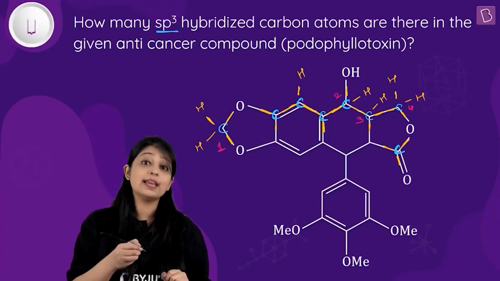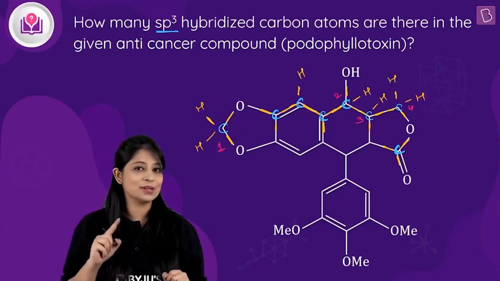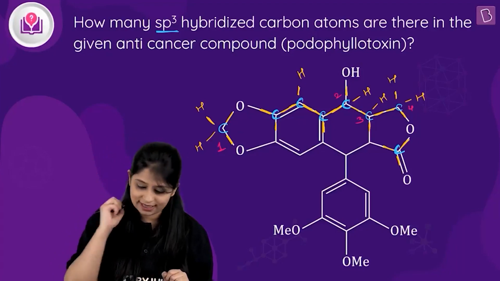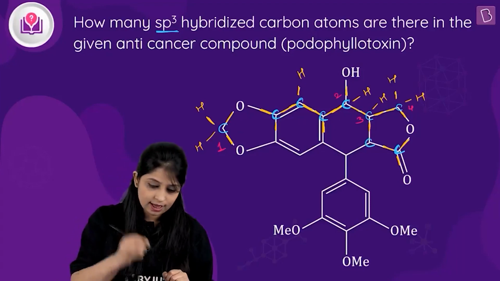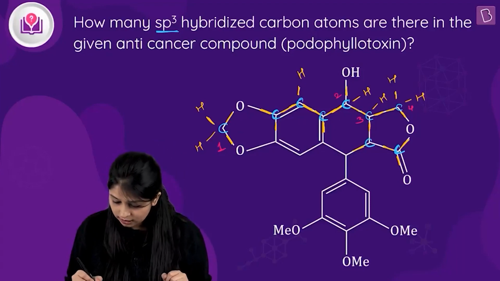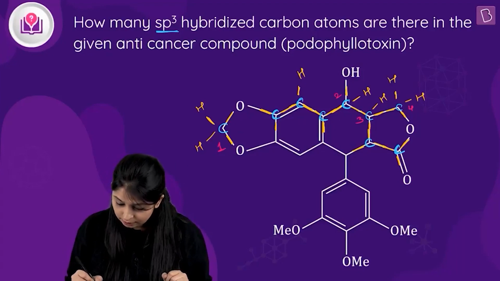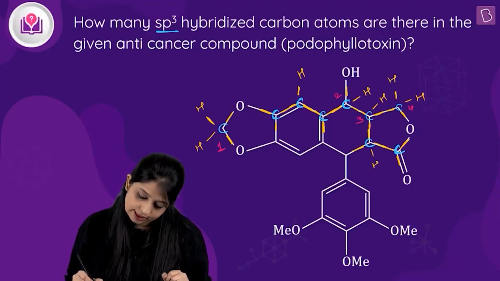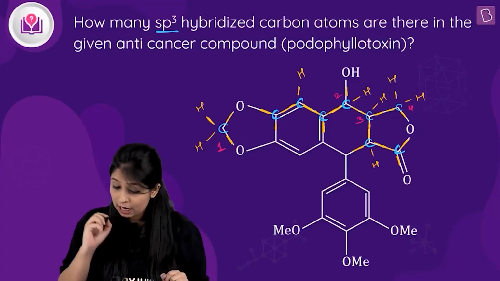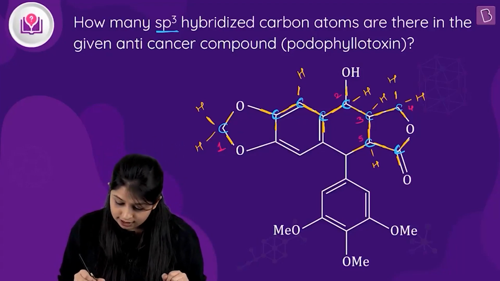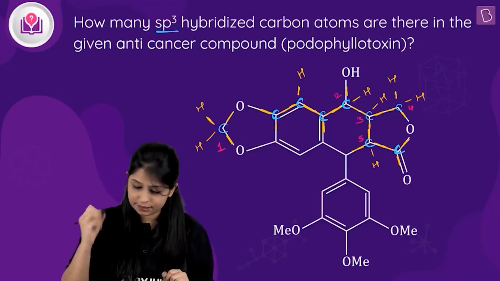So here we can see we have 3 sigma bonds, so it's not sp3 hybridized. Okay, let's move on to the next. Next carbon has 1, 2, 3 sigma bonds and 1 more bond that it is making with the hydrogen atom. So this is our 5th carbon atom which is sp3 hybridized.